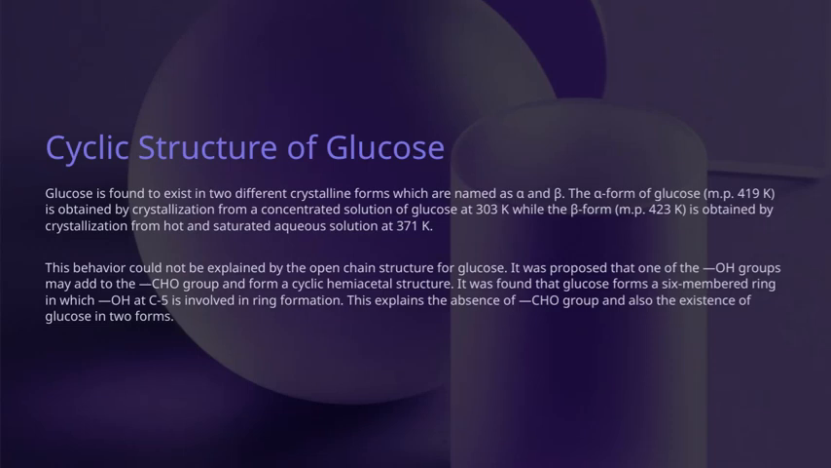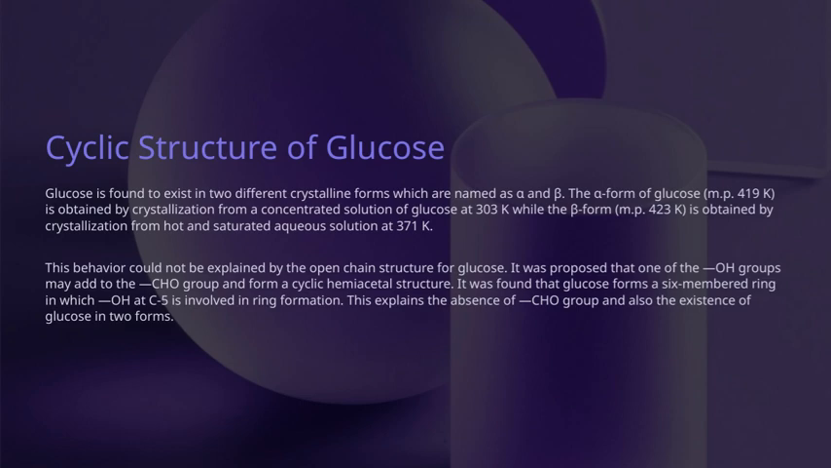Let's talk about the structure of glucose and some interesting features it has. So, this behavior couldn't be explained just by looking at the open chain structure of glucose. It was proposed that one of the OH groups might actually add to the CHO group, forming a cyclic hemiacetal structure. What's fascinating is that it turns out glucose forms a six-membered ring, where the OH group at carbon 5 is involved in creating this ring.